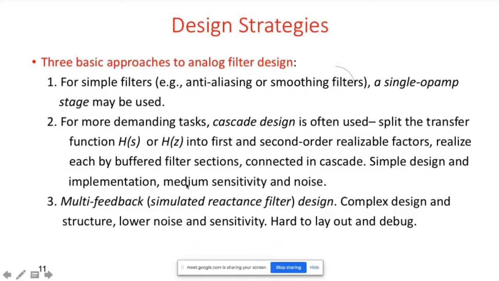That is basically where you are using a simulated reactance filter. That is, your inductance is realized using some methods with capacitance and GM. Then you are going to have higher feedbacks, so the feedback loop has to be designed very carefully. In this case, the design becomes more complex and the structure also becomes more complex, and you have lower noise and sensitivity, but it is hard to layout and debug. That means when you do the layout, you have to be very, very careful with each and every thing.